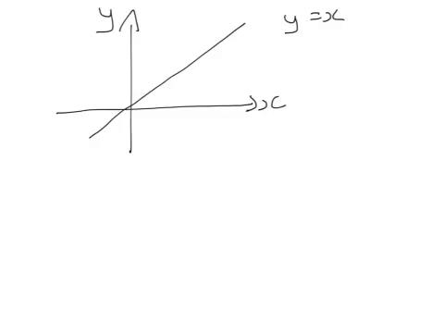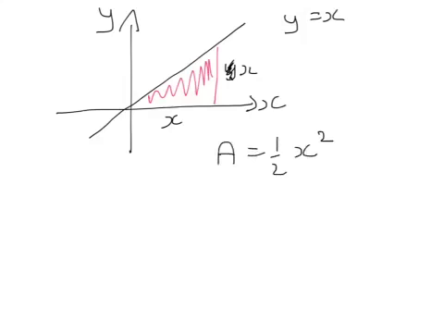Here's the graph of y equals x, and we're going to consider the area of this triangle. Now the equation of the graph is y equals x, so the y number equals the x number, so instead of writing y there, I could write x. So the area of that graph is a half x squared, because the area of a triangle is half the base times the height.